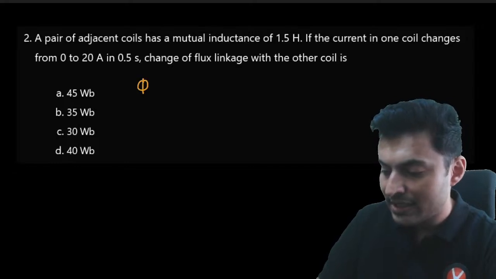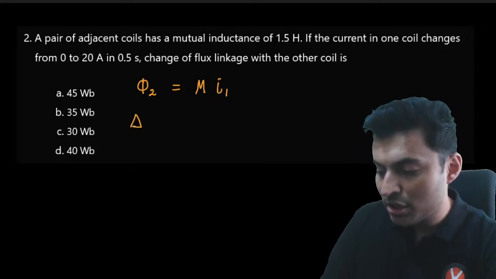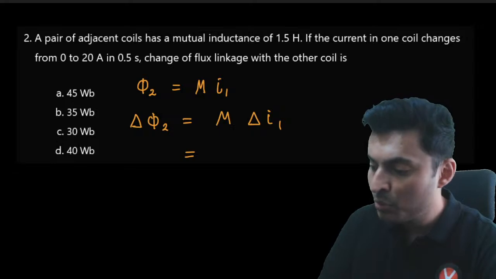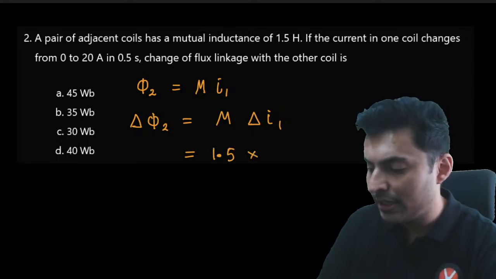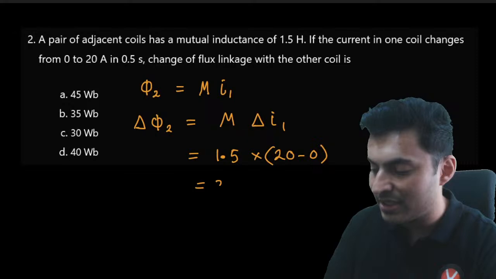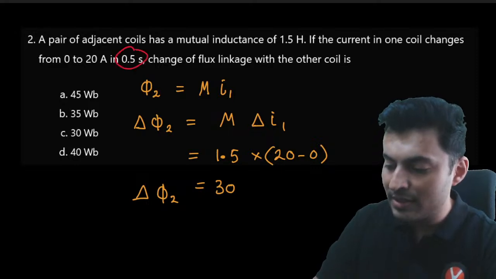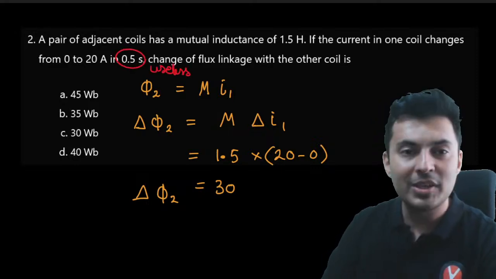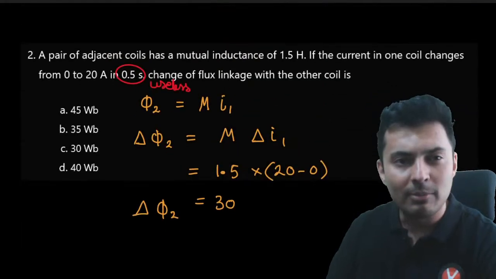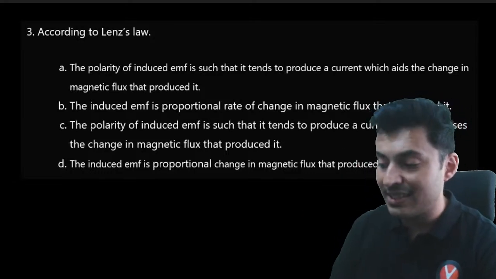We all know flux in any coil is mutual inductance into current in the other coil. So the change of the flux in any coil is mutual inductance into change of the current in the first or primary coil. Mutual inductance is 1.5. Change in the current is 20 minus 0. So it will be 20 into 1.5, which is 2 into 15, which is basically 30. That is the change of the flux in the second coil. What about this time? This is useless information, so don't worry about it. The answer is just going to be simple: 30 Webers.